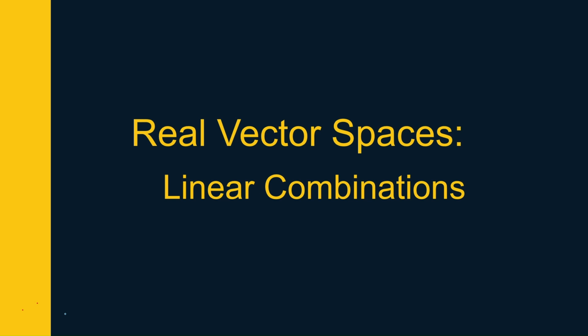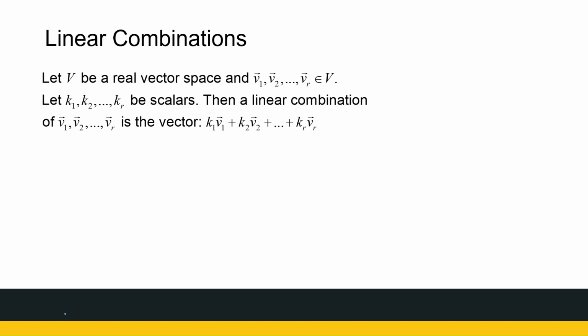We're now going to be looking at the concept of linear combinations. So the definition of a linear combination: if V is a real vector space and I've got some vectors that are from V, and I've got some scalars, then a linear combination of those vectors is the following vector. What we do is take a multiple of one vector plus a multiple of another vector, and so on. That forms a linear combination.